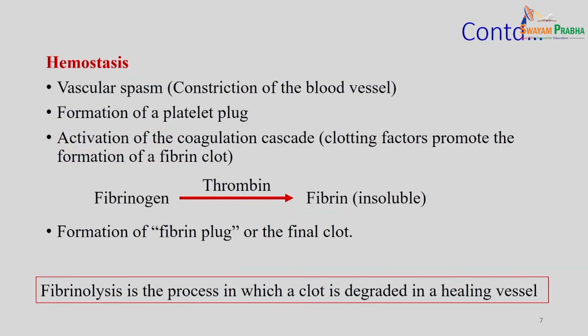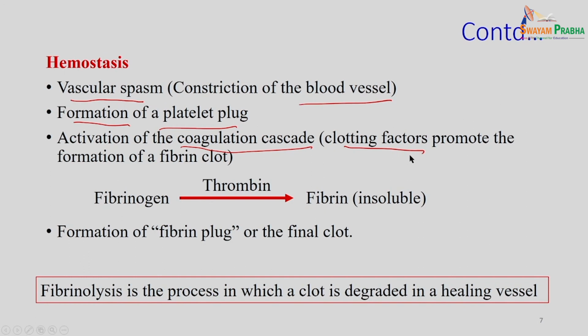So, we will see what happens during homeostasis. The first thing is vascular spasm, this is the first step. It means the blood vessels are damaged during the surgery, then this leads to the formation of the platelet plug, followed by the third step, which is the activation of the coagulation cascade, or you can say the clotting factors.